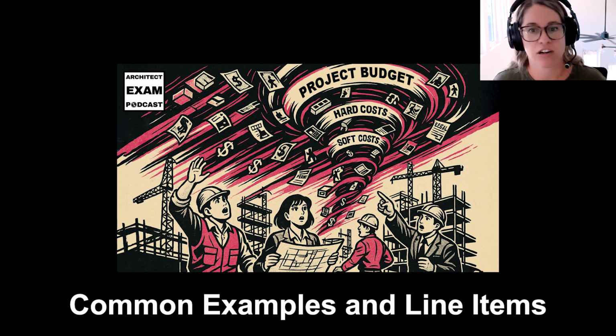Labor is another major hard cost component. These are the skilled and unskilled workers who turn those materials into the building. This includes general labor, skilled trades like electricians, plumbers, carpenters, equipment operators, and site supervisors. Remember that labor includes not just wages, but benefits, overtime, and labor burden cost. These folks aren't working for exposure and free lunch.